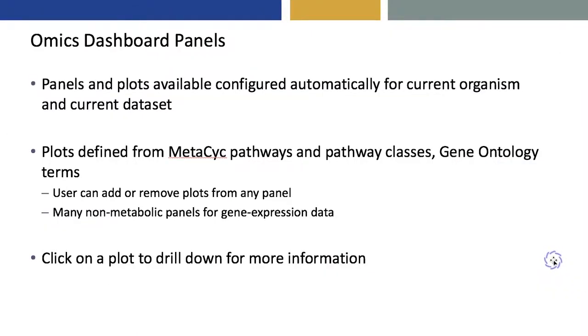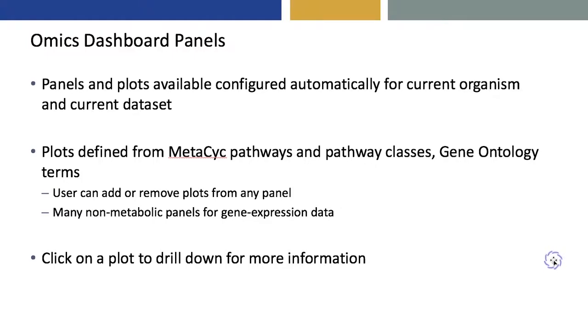All right, now the set of panels and plots that are available in the Omics dashboard are actually configured automatically, both as a function of the current organism and as a function of the current data set. So for example, if we were looking at a photosynthetic microorganism, it would have a photosynthesis pathway available as a plot that would not be available for other organisms. On the other hand, if there were absolutely no data for that particular pathway in a given data set, then the display of that pathway would be omitted.